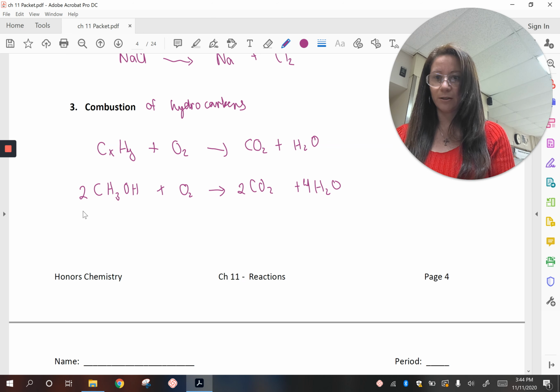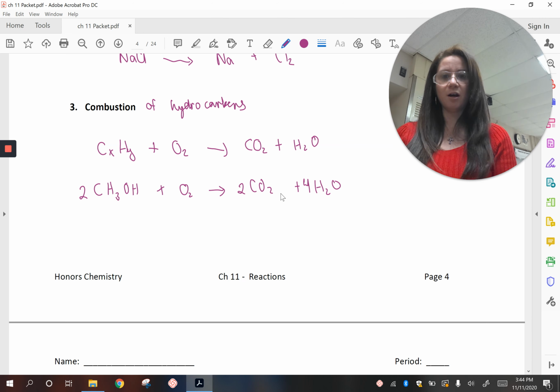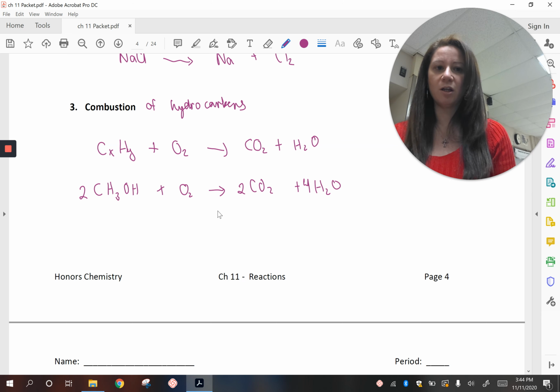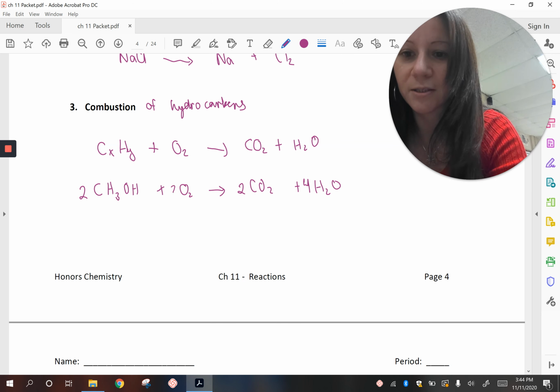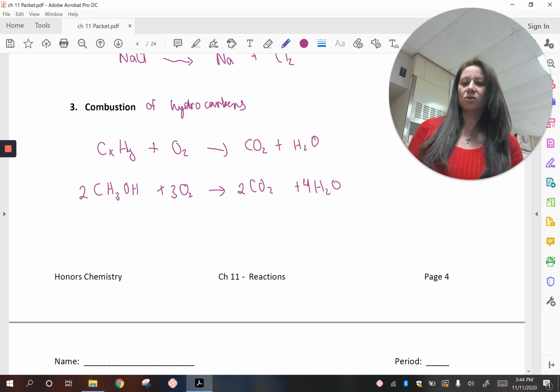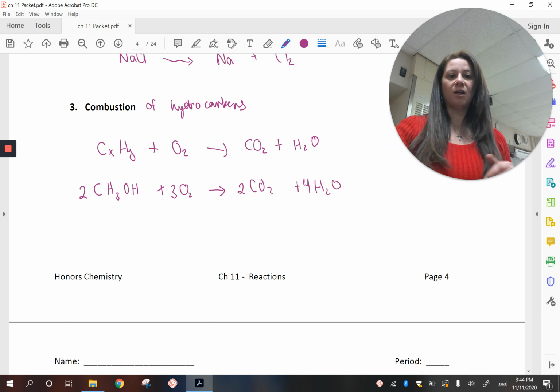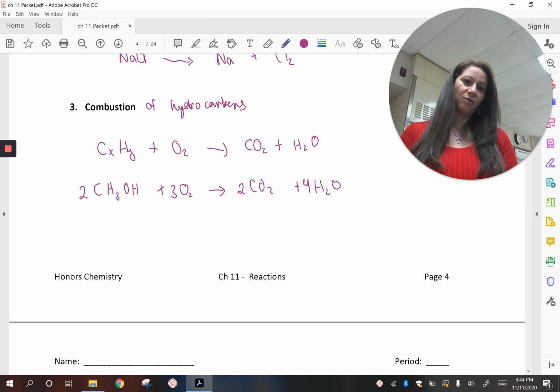So 2 carbons right now, 8 hydrogens on both sides. And then for the oxygens, I have 4 and 4, that's 8. I have 2 here, so I need 6 more, so I'm going to make this a 3. So again, combustion reactions are kind of the trickiest to balance, but they are the easiest to find products for.